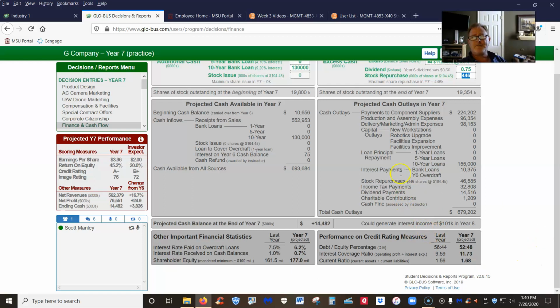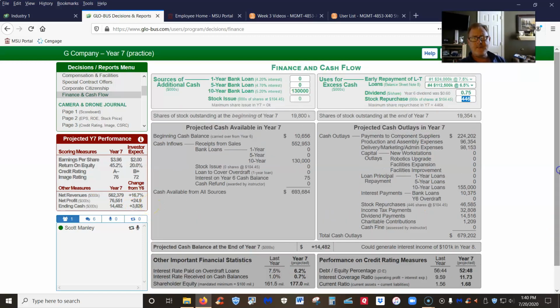Okay. So when I've made all of these decisions and I've shown you here, the question I want to answer is, am I improving performance year over year? My net revenues are going up by 16.7%, so that's an improvement. My net profit is projected to go up 24.9%. My ending cash is going up by $3,826,000. So that's what I did for the differentiation strategy. Now you know exactly what I'm going to do for the differentiation strategy for year 7.